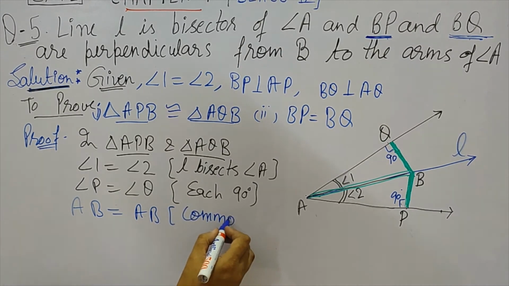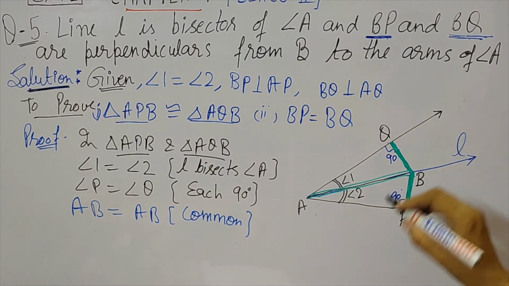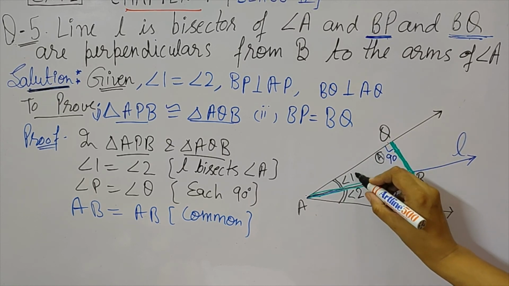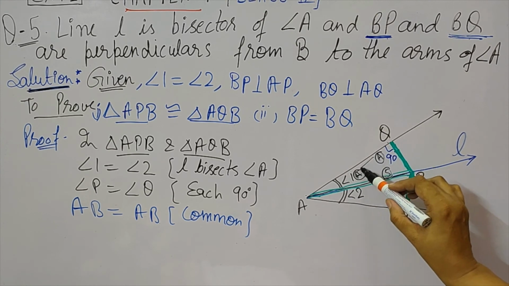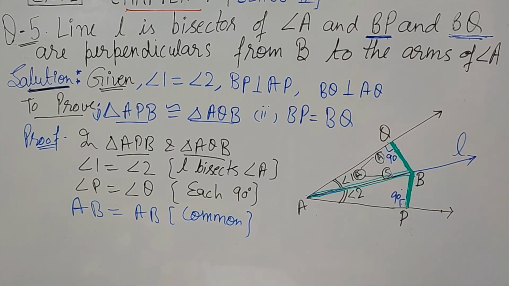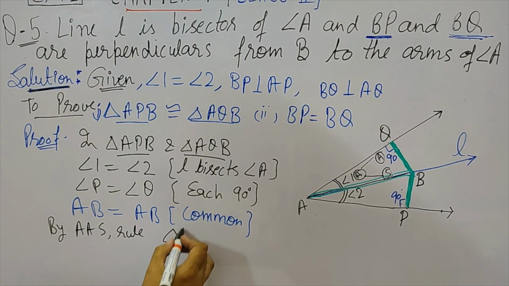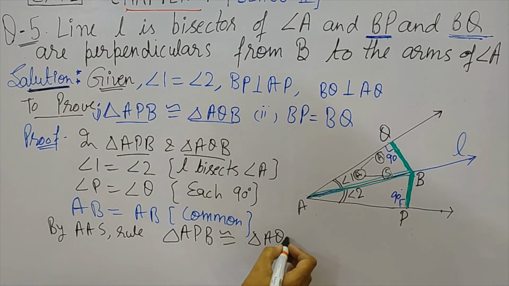This is common. So now again, very important thing, what rule will you write for congruent triangles? In this we have written one angle, then leaving this side we have taken another angle, and then this side. Angle, then angle, and then side. So what rule is forming here? AAS. So by AAS rule, triangle APB becomes congruent to triangle AQB. These two triangles become congruent.